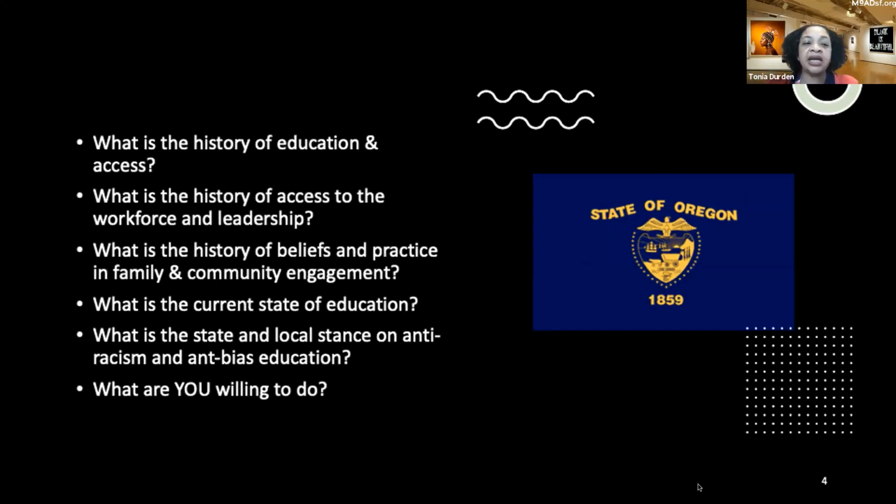So the first is, what is the history of education and access in Oregon? Think about the power, the privilege, the policies that are in your school systems, as well as your early learning programs. What is the history of access to the workforce and leadership? What we do know is in early childhood there is a little bit more diversity than K through 12, just a little bit. On average about 30% of our workforce in early childhood are Black and Brown individuals. But when we get to K to 12, it goes dramatically down to about 12%.